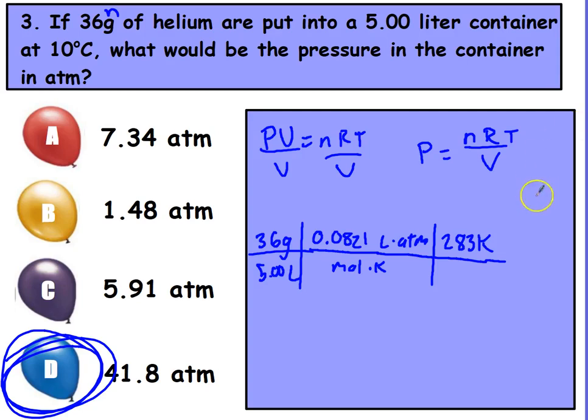Canceling out all my units, K cancels out, liters cancels out. That's pretty much it. I want atm left over, so I need to get rid of moles and grams. So I'm going to go one more step. Moles, grams. 1 mole is equal to grams. Helium on the periodic table, I think, is 4.00. Canceling all my units out. Grams cancels out. So does moles. I'm left with atm. Plugging this in, you should get letter D. And you should be good to do the practice now.